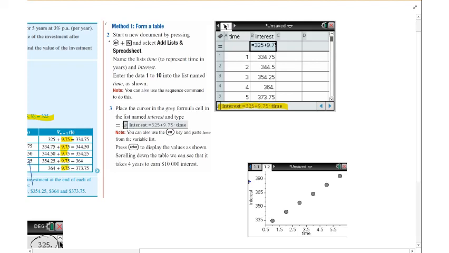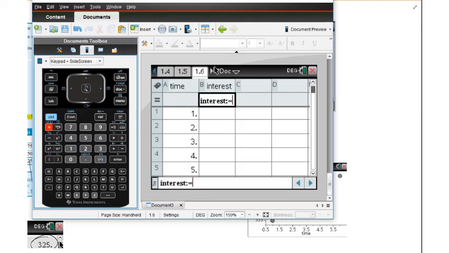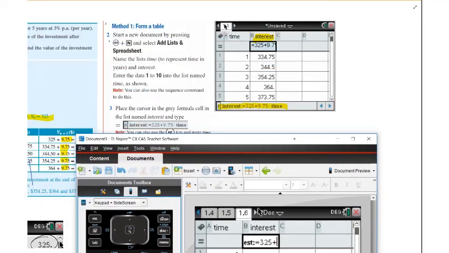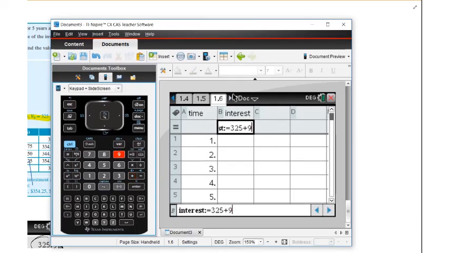So you've basically typed interest is already there, because that's the part up here. Then you go equals. I'm going to type in 325, because remember that's my starting value. Then I'm going to add my 9.75, because you can see that's a 9.75 there, and I'm going to times that by time, because that's what I've written there.